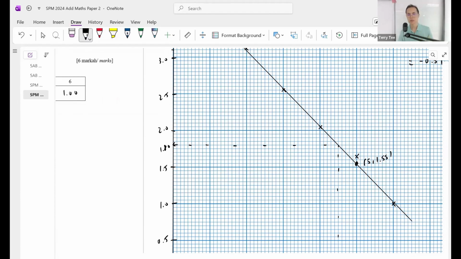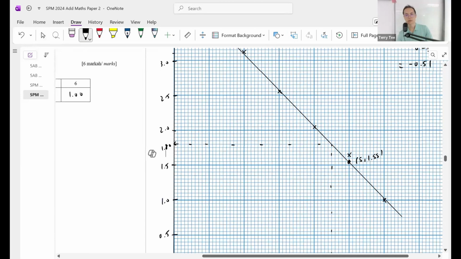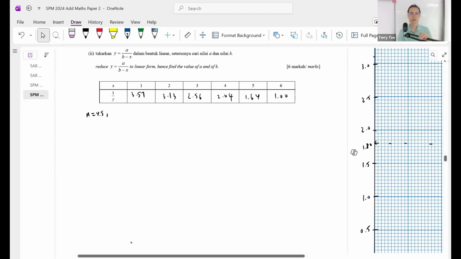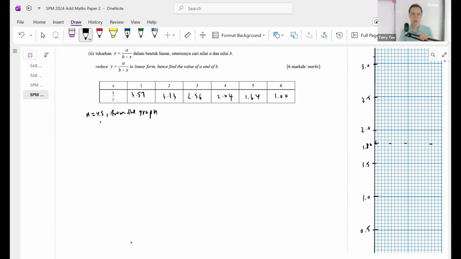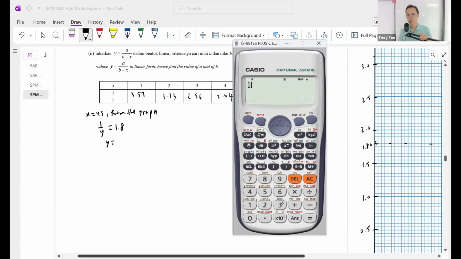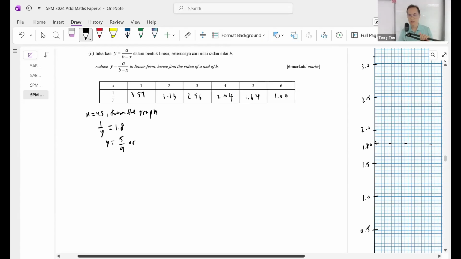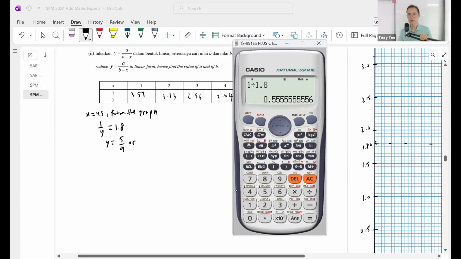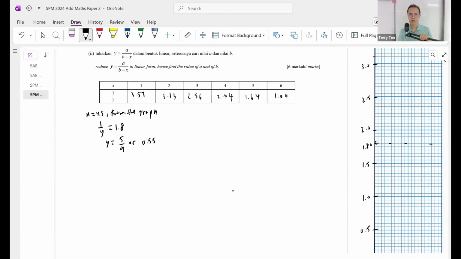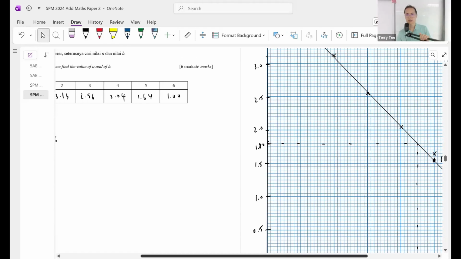You need to find your y value. So go back to your graph, go back to the question. From the graph, your 1 over y is 1.8 or 1.80. 1 divided by 1.8 is 5 over 9, or you can change to decimal, 0.5556. Yeah, you might get a slightly different answer. You might get 1.85. Yeah, I think I'll take this 1.8. It looks like 1.8, right?